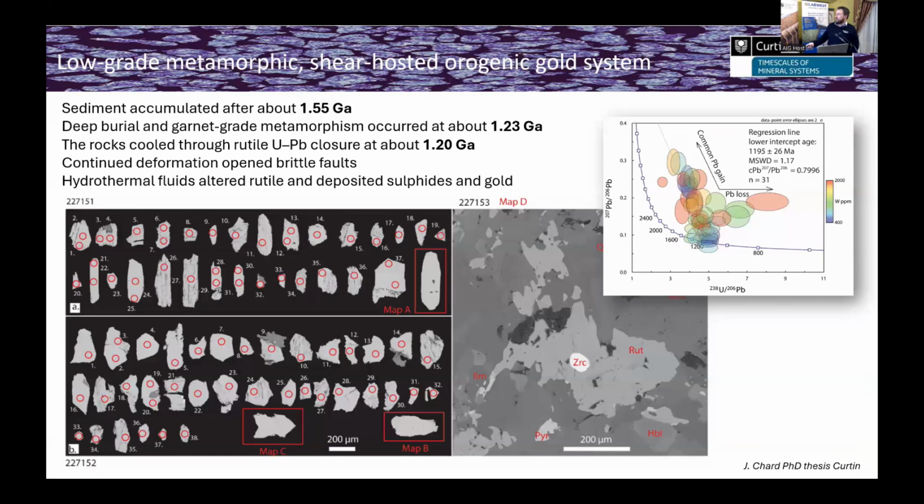What's kind of interesting is that we can see the rutile is a later phase. It's overgrowing our zircon. The rutile is associated with pyrite and gold, so it's more related to the ore zone system. So the timing of this is probably going to be more related to the gold system itself that we're seeing in this shear zone. We can also get an age from this.